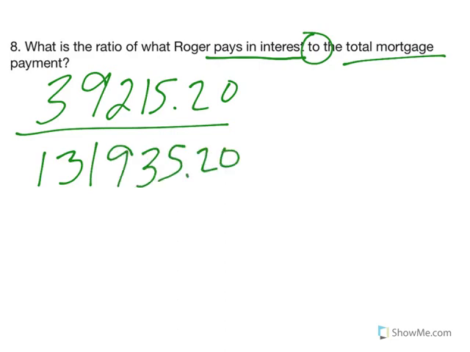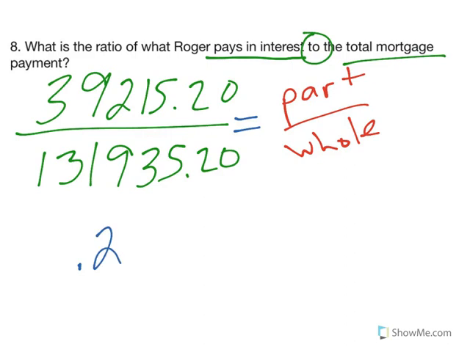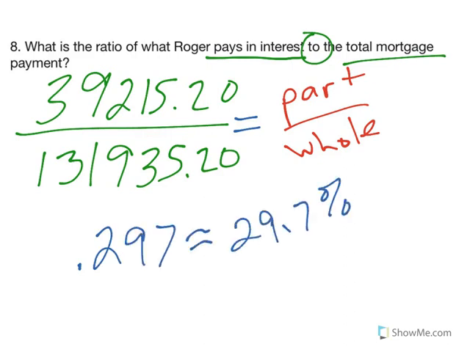Now, this, if you remember, is part to whole. And if we have a part to whole ratio, we can talk about this in terms of percents. So if you divide this fraction, you will get 0.297, which is approximately 29.7%. And that means that 29.7% of Roger's mortgage payments went to interest. So almost 30%, which I just think is really, really sad. Right? 30% is a lot to just be paying to interest.